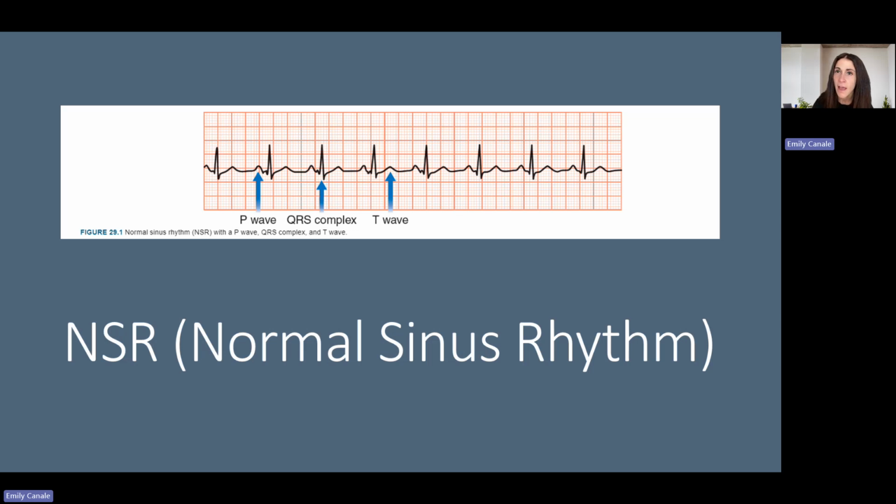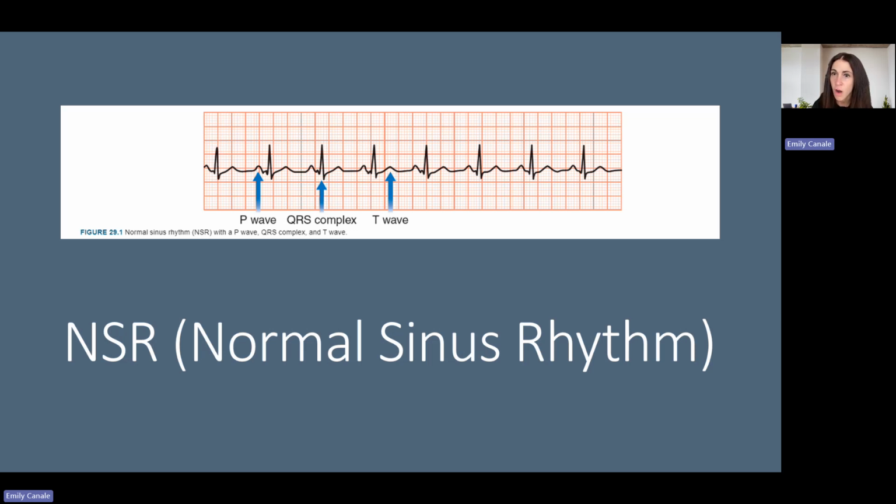The P wave, we do measure these intervals. When you're on your computers, you'll typically take your mouse and measure starting right before it to the start of that QRS complex. That is this interval right here. Again, the P wave itself should really only be between 0.10 seconds in length.